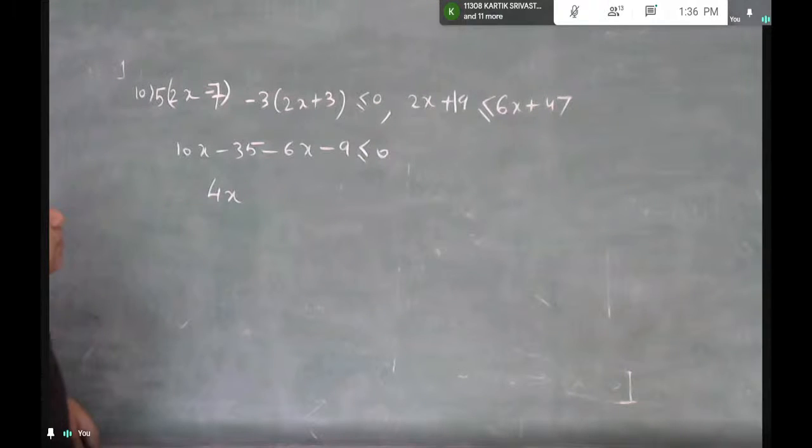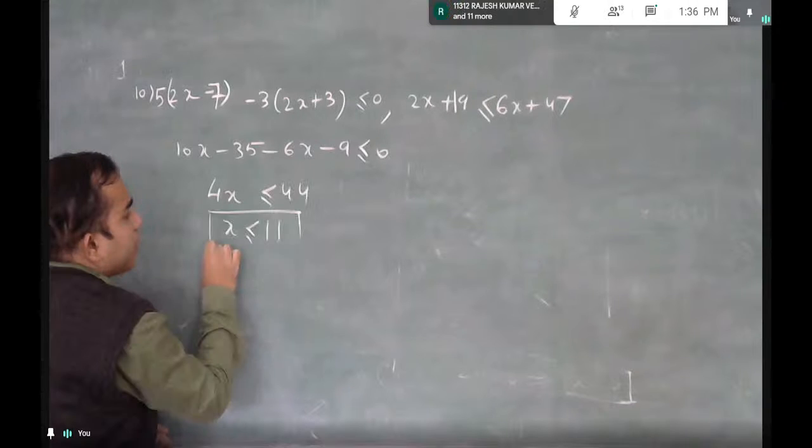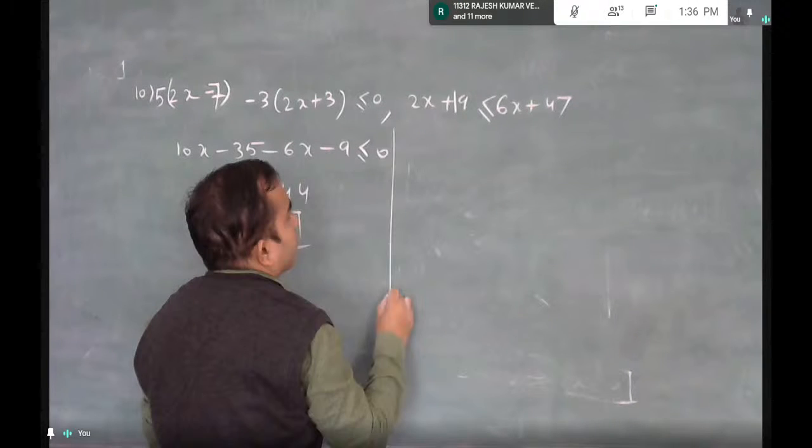35 and 9, how much? 44. Minus 44, sending that side, 44. x less than or equal to 11. This is solution number 1. Now let us solve this.